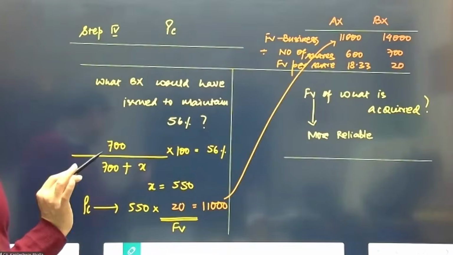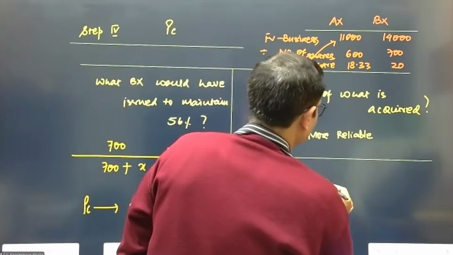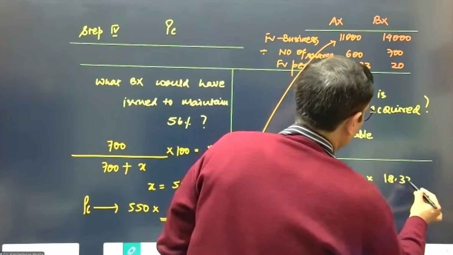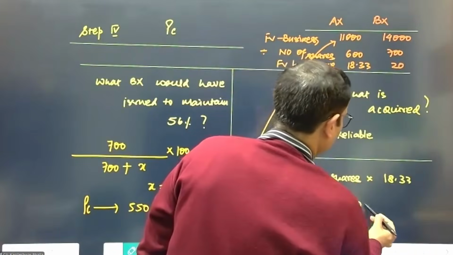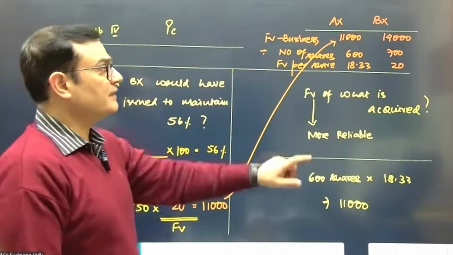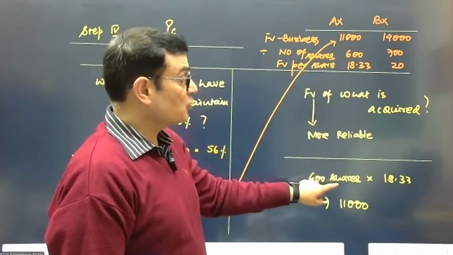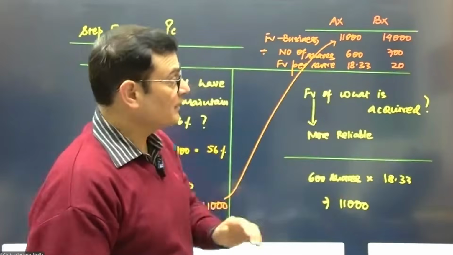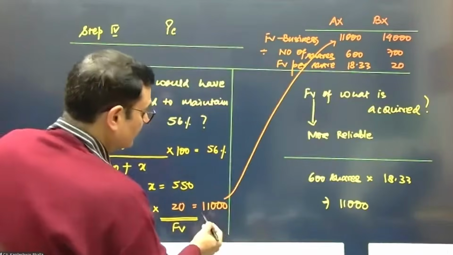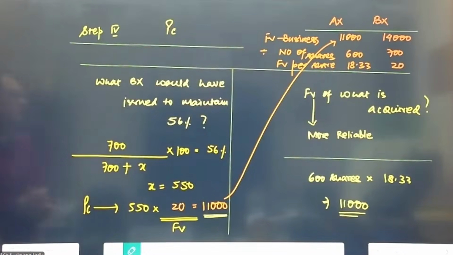So can I say he gets a control over 600 shares of AX, and the share price of AX is 18.33. This also comes to 11,000, because once BX pays a consideration to the shareholders of AX, he's going to get the control over the shares of AX. So 600 is the shares over which he gets control, the fair value of what is acquired. So the purchase consideration which we have calculated, this 11,000 as well as this 11,000, is of course the same.